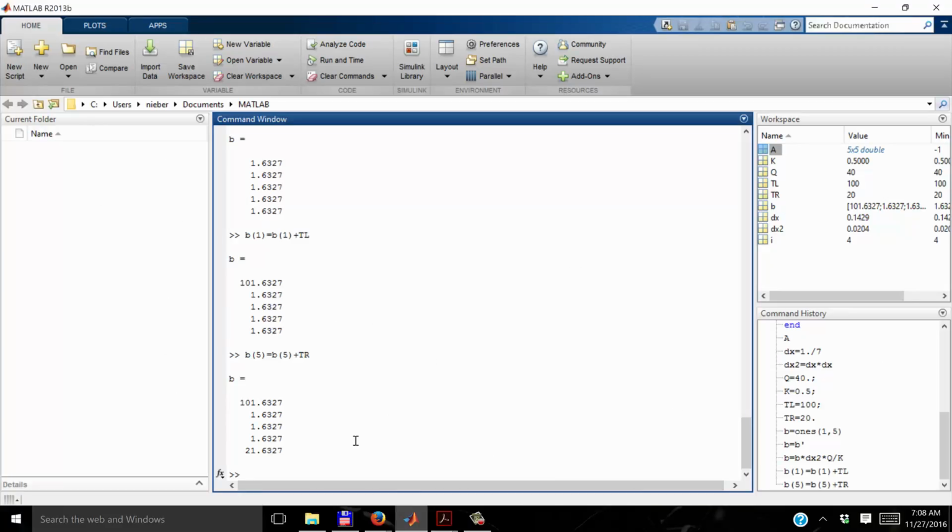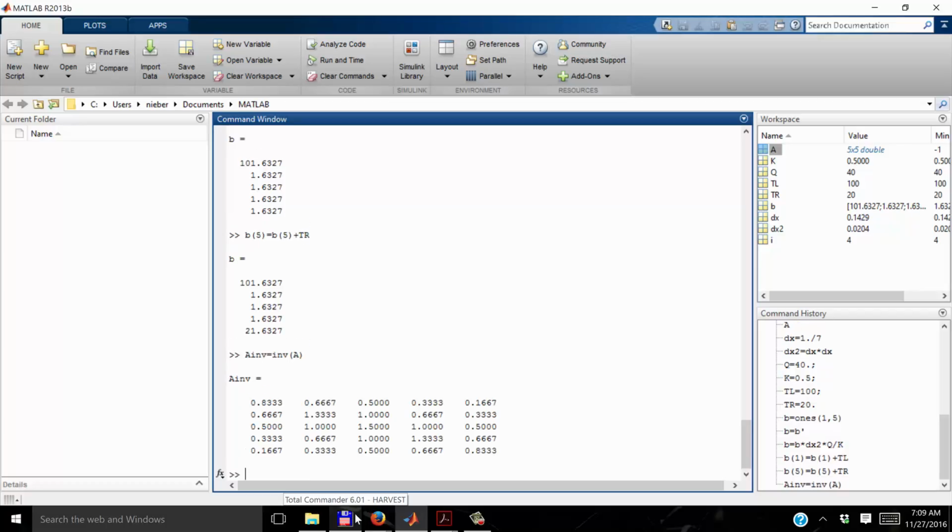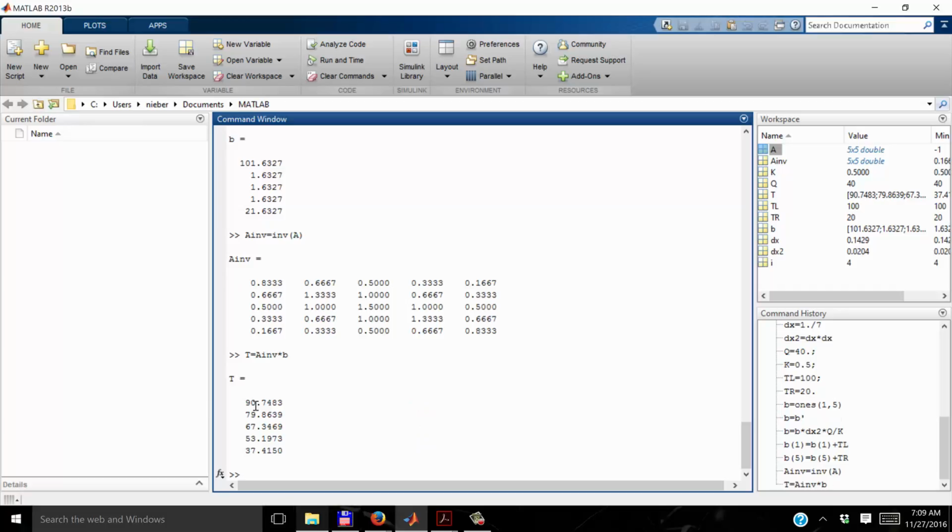Alright, so now we've got the A matrix, we've got the B vector, we invert the A matrix. I'll call that A inverse is equal to inverse of A. There's the inverse of matrix A. And now I can calculate temperatures. T is equal to just A inverse times B. Alright, so there's the temperatures that are in there.